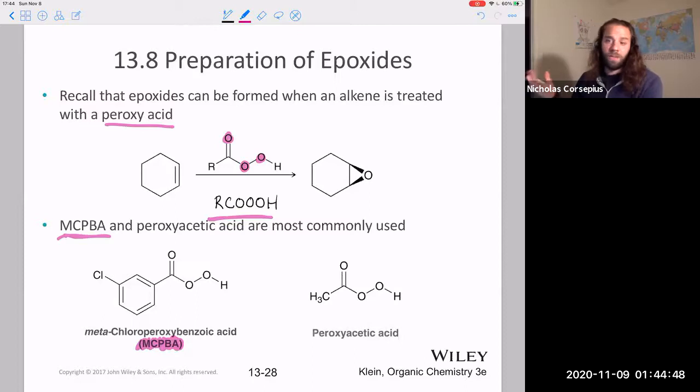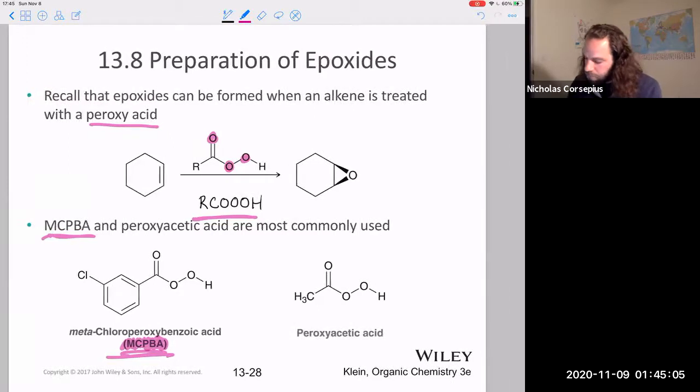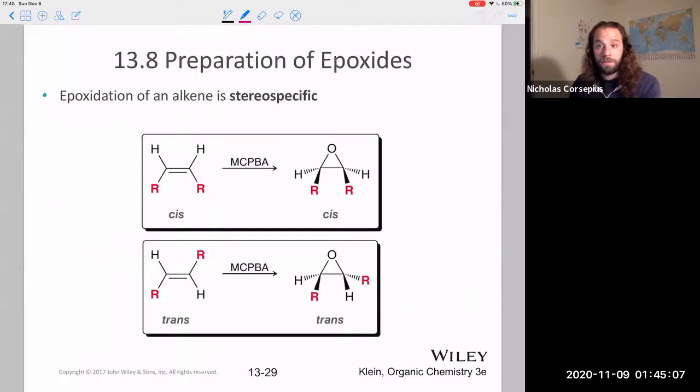To be honest, I have no idea why. I'm betting it's because it's fairly cheap to make and store, and all those other good things that make it a good reagent. But any peroxy acid would do. Again, be sure to recognize what MCPBA does, and that's to create an epoxide from an alkene.